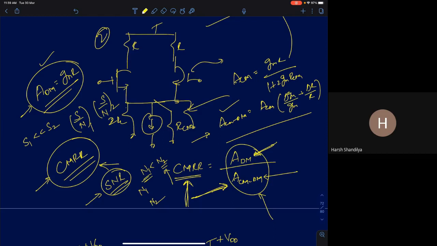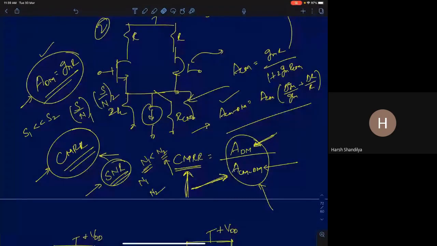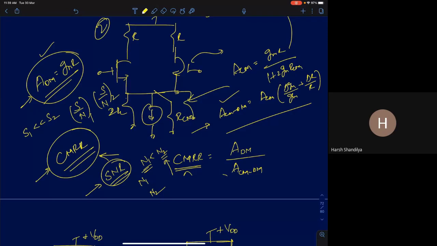So what should be the ideal value of CMRR? From this expression, infinity, right? Ideally you would want it to be infinity. Generally CMRR is expressed in log terms, as 20 log of the ratio of the two gains, 20 log of the magnitude of ADM by ACM-DM. So it is also expressed in decibels, in dB.